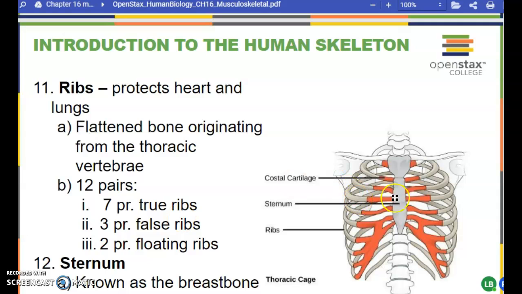And as I mentioned earlier, the ribs, of course, are for protection. Some are attached to this mid bone called the sternum, and some we say are floating and not attached to anything. The sternum we also call the breastbone.